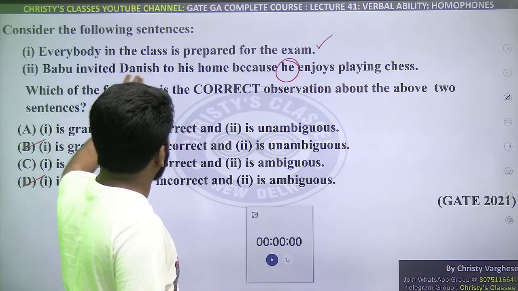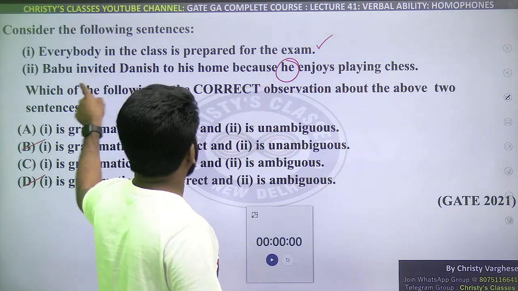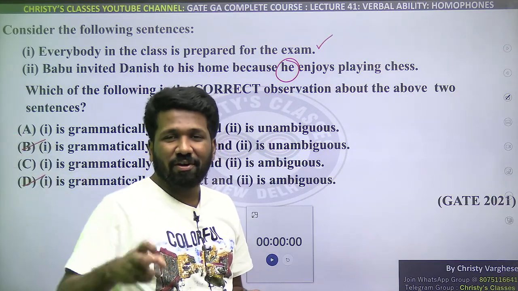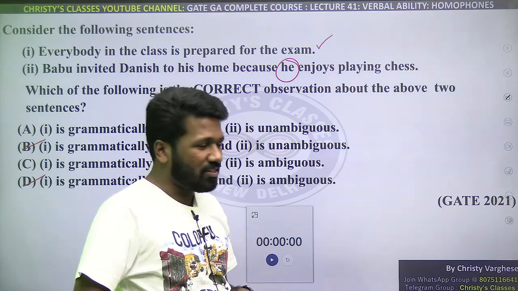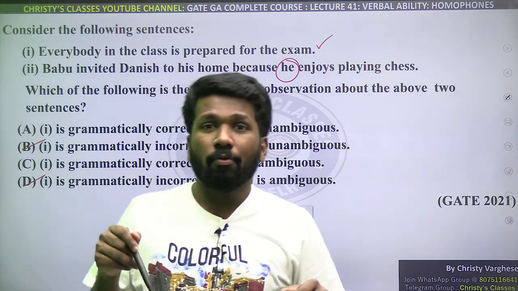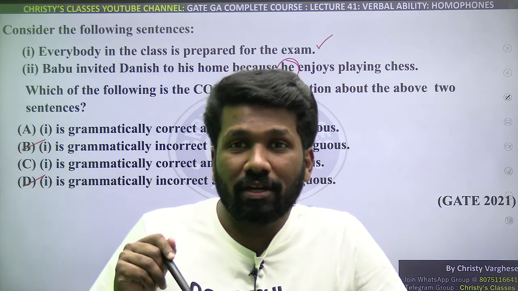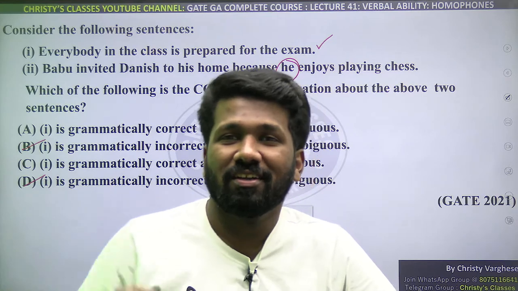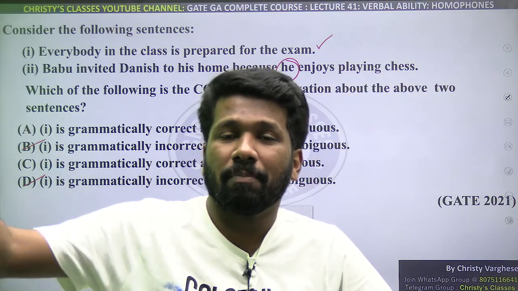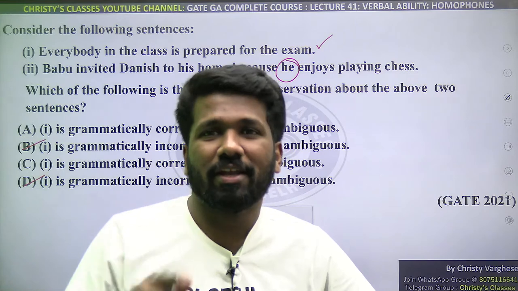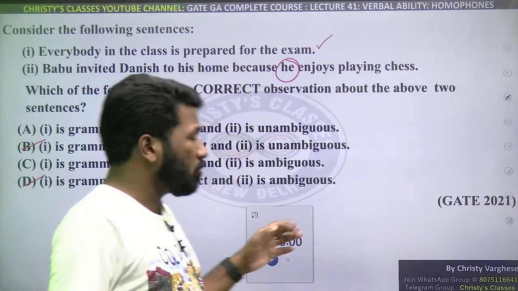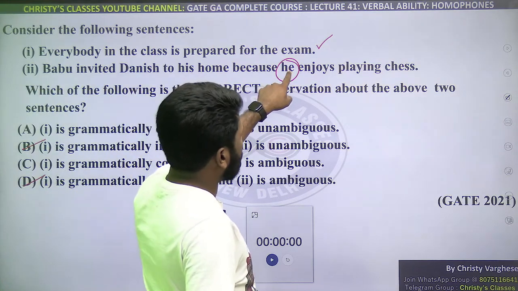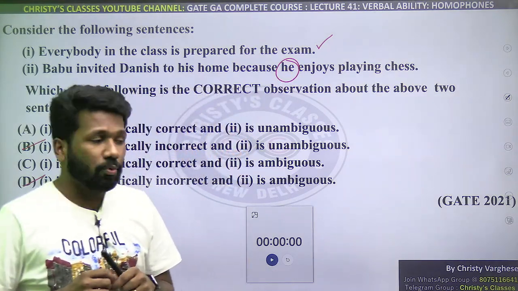Like you can think Babu invited Danish to his home because Babu enjoys playing chess and he wants company to play. That is why he is inviting Danish. Or Babu invites Danish to play chess because Danish likes to play chess and Babu likes to give company to Danish because Danish likes it. Are you getting the point? So that is also possible, right? That means that is ambiguous. How the pronoun he is used is ambiguous.